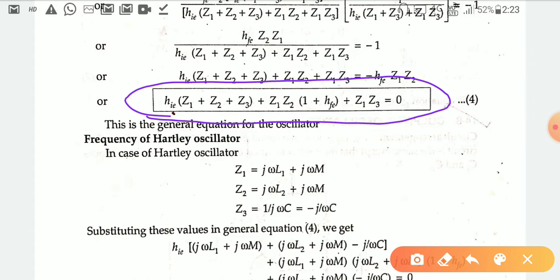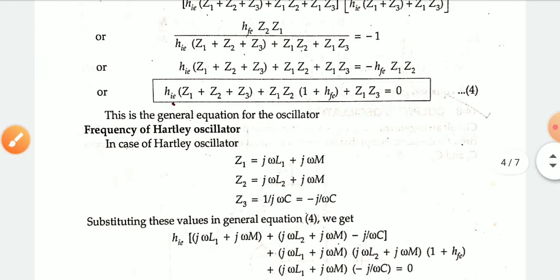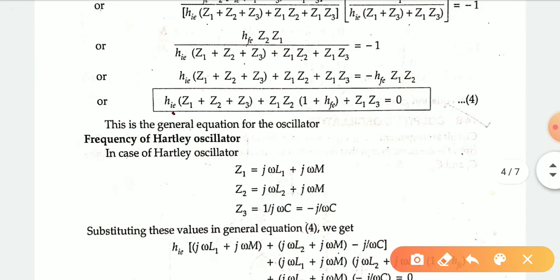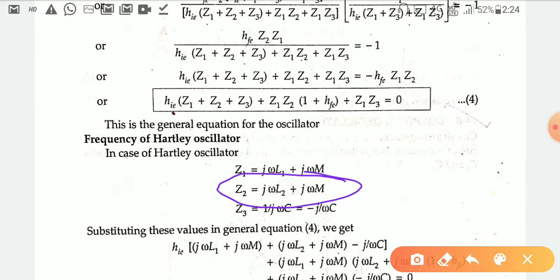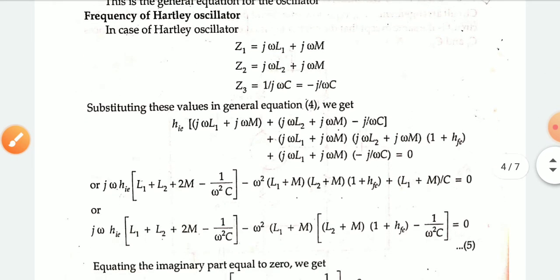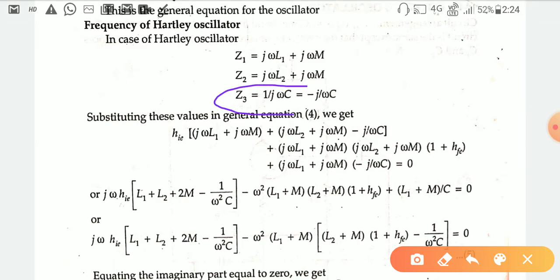So if we consider the Hartley type of oscillator, Z1 is the impedance due to the inductor, and there will be a mutual inductance present, and this is written as Z1 equal to j omega L1 plus j omega M. Mutual inductance value is M. Z2 is defined for the inductor L2, and will be j omega L2 plus j omega M, and Z3 will be written as 1 by j omega C, and this can also be written as minus j by omega C.